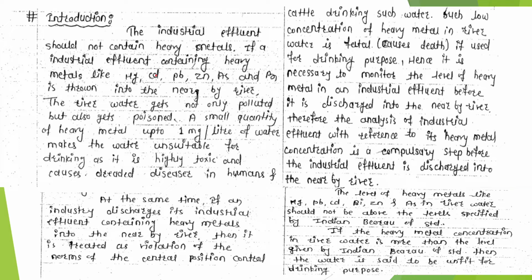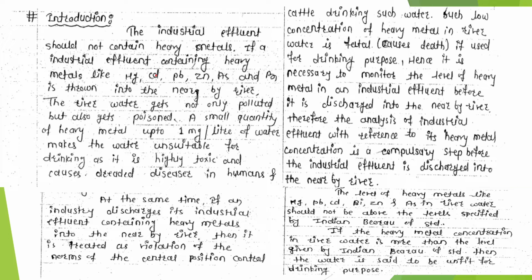If cattle drink such water, even a low concentration of heavy metal in river water can be fatal, and it can cause the death of these cattle. It is also used for drinking purposes, hence it is necessary to monitor the level of heavy metals in the industrial effluent. So before releasing this industrial effluent, it is necessary to process it, remove the heavy metals from this water, and only then release the effluent into the water bodies.